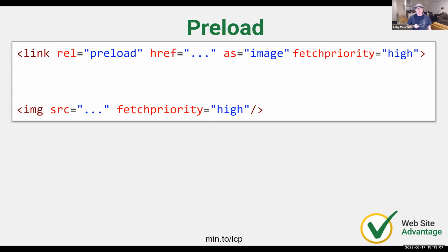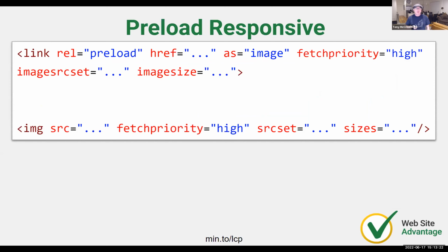For better browser support in the meantime, you can also use the preload link tag. Place it early in the head so blocking resources don't delay it. Make sure it exactly matches the source attribute in the image tag that it is designed to preload. For responsive images, you also need to match up the source set and sizes attribute. Any difference and it will preload the wrong image, making things worse.